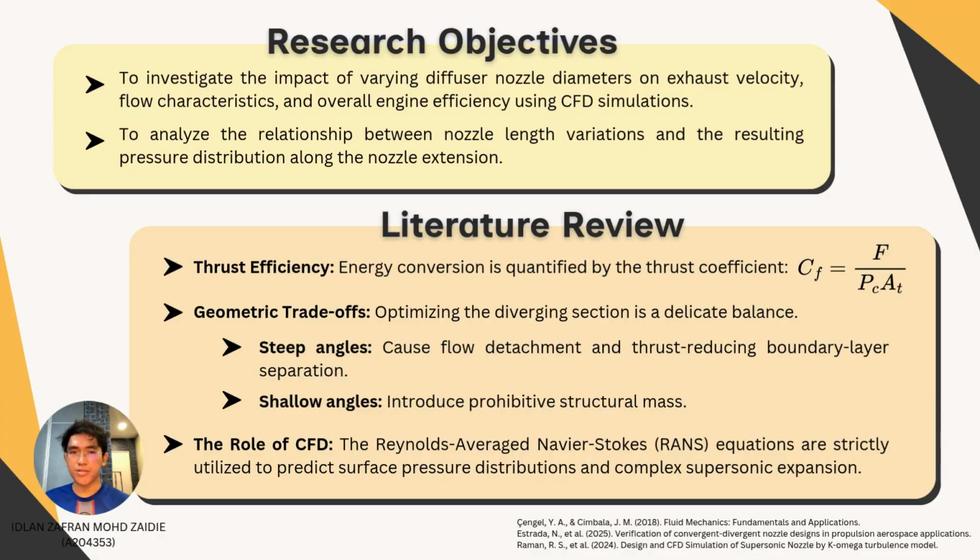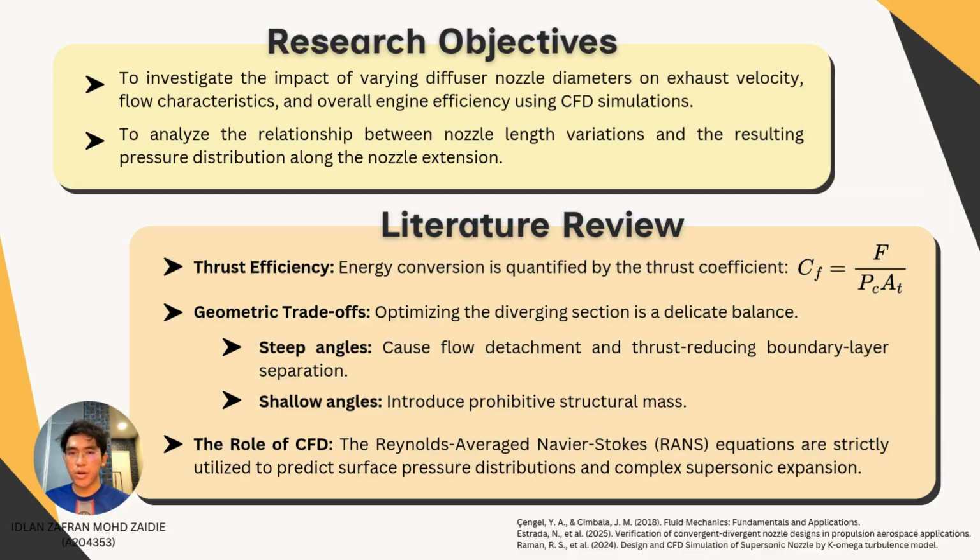Our first objective is to investigate the impact of varying diffuser nozzle diameters on exhaust velocity, flow characteristics, and overall engine efficiency using CFD simulations. Our second objective is to analyze the relationship between nozzle length variations and the resulting pressure distribution along the nozzle extension. Finally, here's a brief look at the literature review that grounds our study.